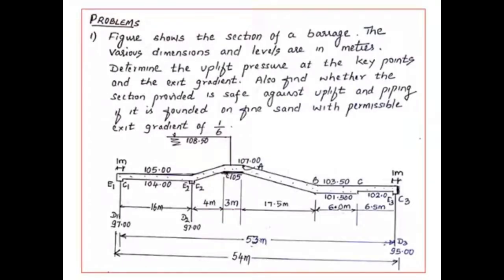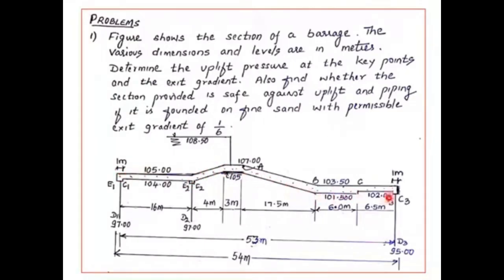Now we'll take up a problem to solve using Khosla's theory. For example, we have been given a section of a barrage, and the various dimensions and levels are given here, and we have to find the uplift pressures at the various key points like D1, C1, E2, D2, C2, and similarly E3 and D3. And also we have to find the exit gradient at this point C3, and we have to see whether the section that we have been given is safe against uplift and also piping if it is founded on fine sand with a permissible gradient given as 1 in 6.